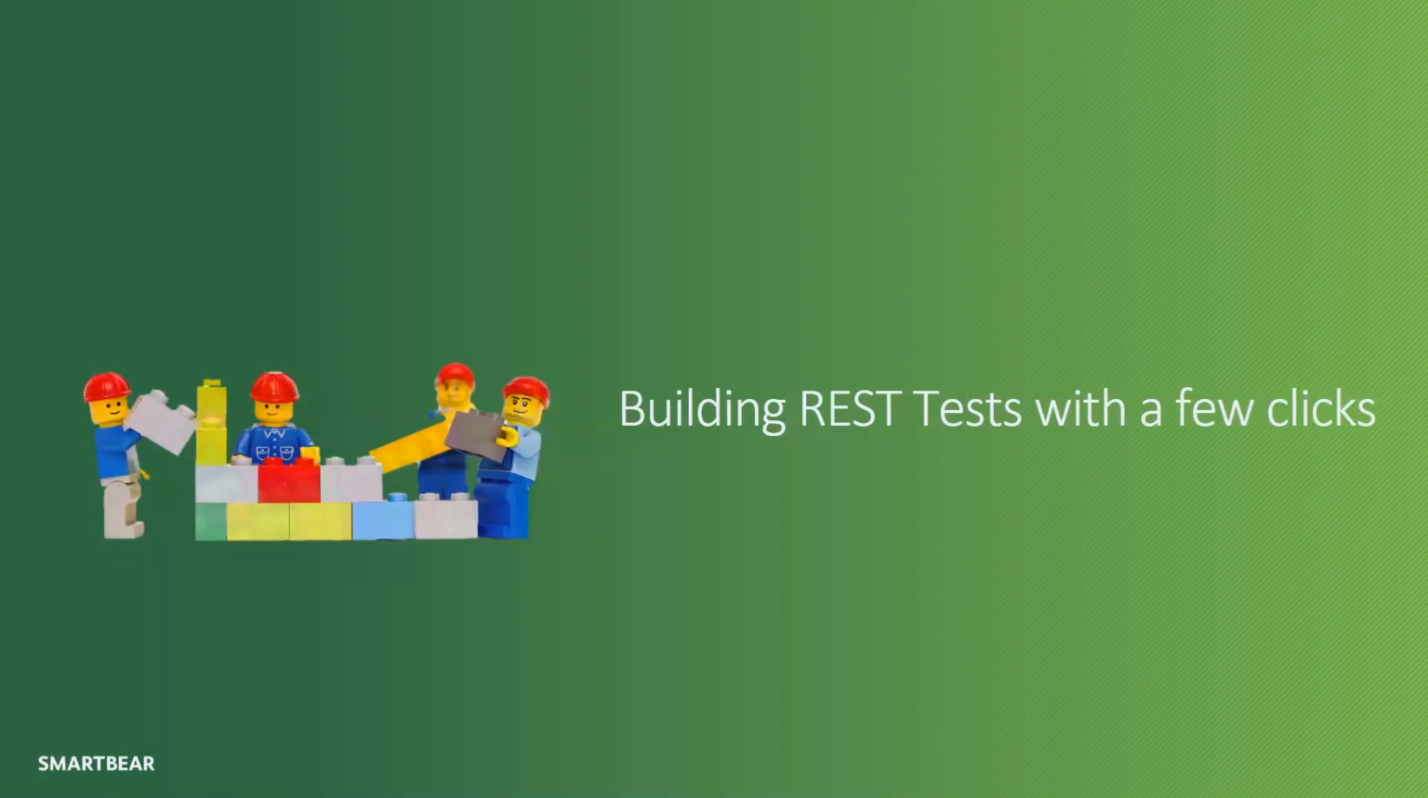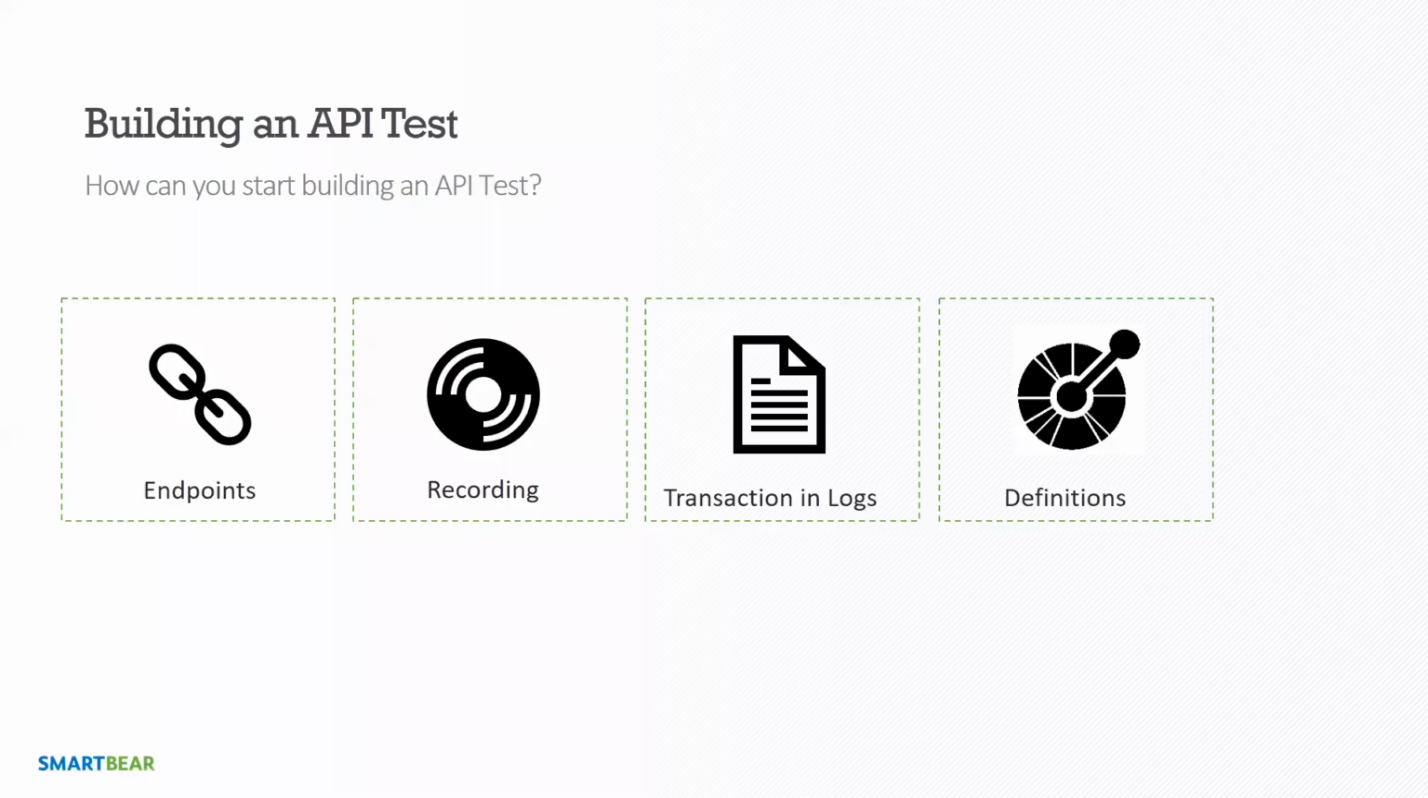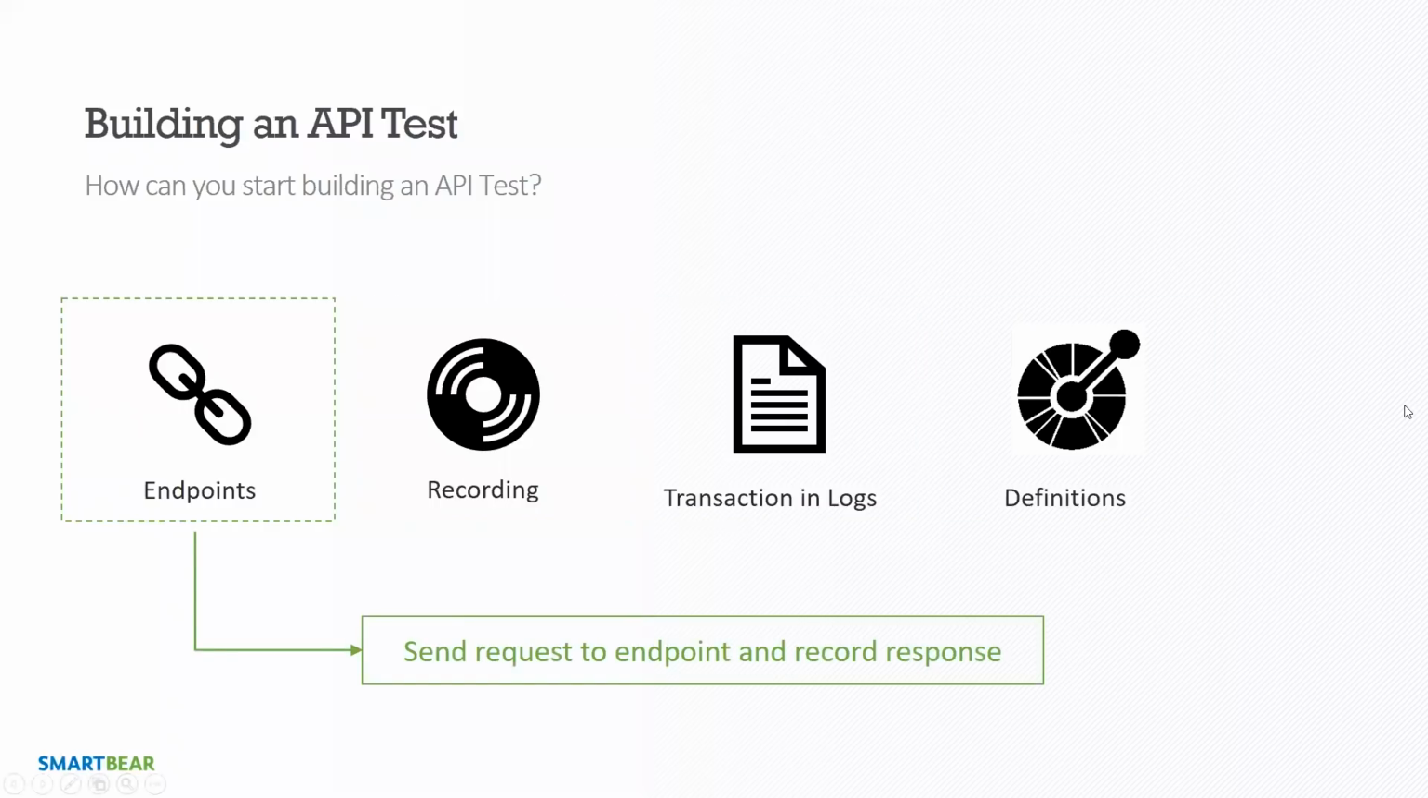So let's talk about, after we have set up the context around HTTP and basically REST, what is REST? We talked about request and response and different components of it. Let's talk about how you can actually start building API tests. There are majorly 4 different ways of doing it. You can do it through endpoints. Endpoints are basically the URL and the resource identifiers that we talk about. So you can send a request to the endpoint and record the response, right?